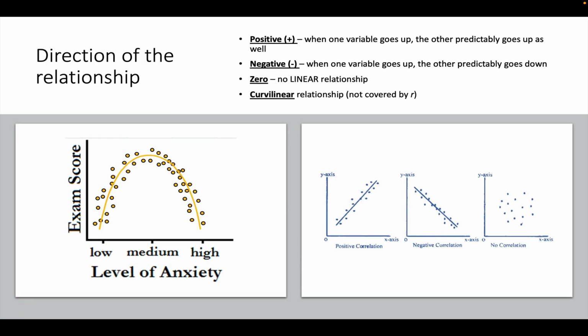So first, let's talk about the direction of the relationship. So this may be confusing because it says positive or negative, and sometimes we think of that in certain terms. But in regards to correlation, a positive relationship is when one variable goes up, the other predictably also goes up. In a negative relationship, it's the opposite. When one variable goes up, the other goes down. And then zero is no linear relationship. Curvilinear would be the relationship is not covered by Pearson's correlation.